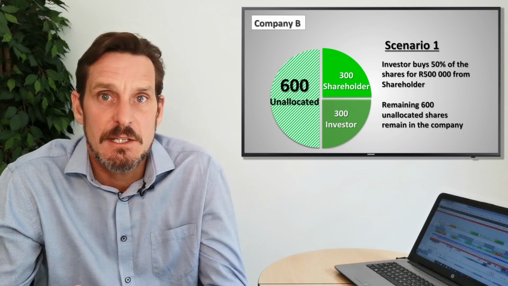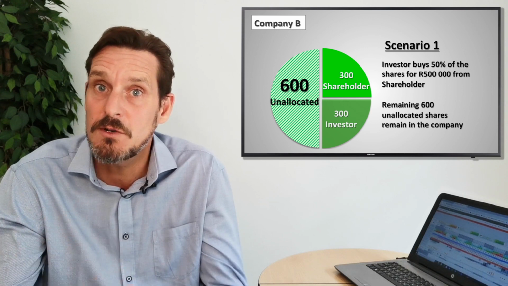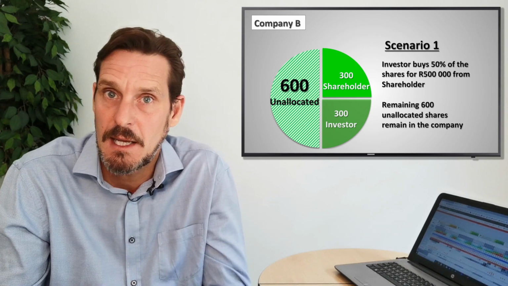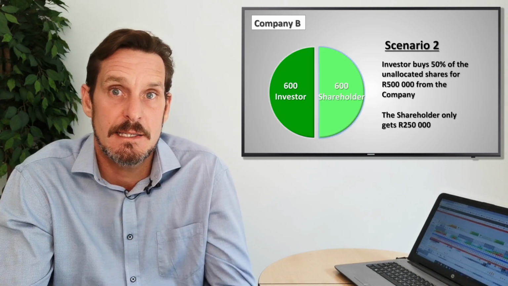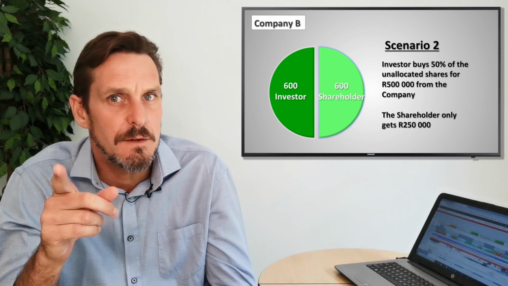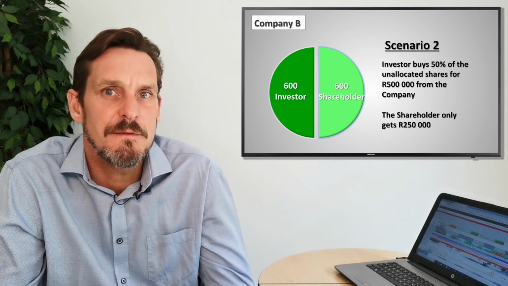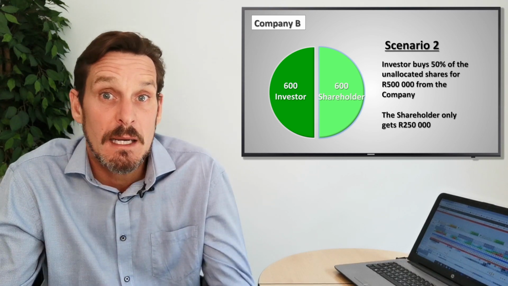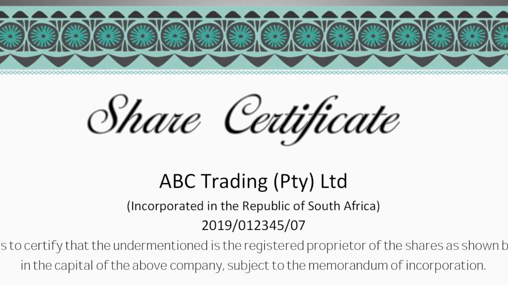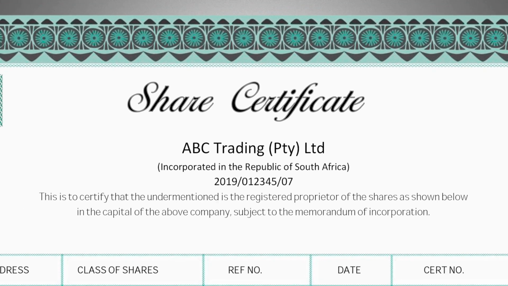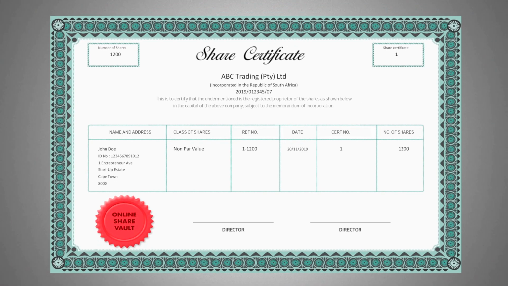However, with Company B, he has two choices. The original shareholder could sell 50% of his 600 shares and also receive the money in his personal name, just like Company A, but that will only be 300 shares. Or he can allot the remaining unallocated 600 shares to the new investor. The difference here is that the investor now pays the company and not the shareholder. Now this has very different tax implications, and from an accounting perspective, the seller effectively only gets half the money owed to him. To eliminate these complexities, we at Swiftridge have chosen to issue all the authorized share capital to the new shareholders when registering a new company.